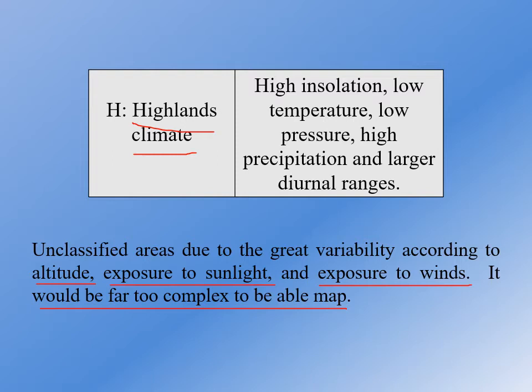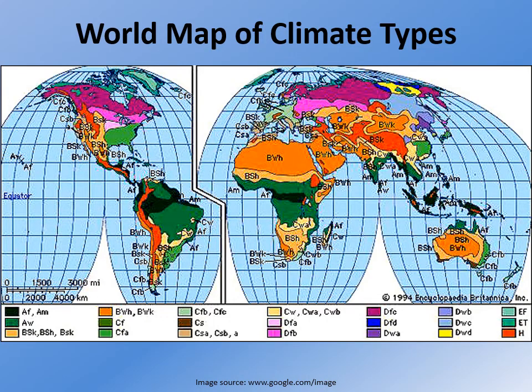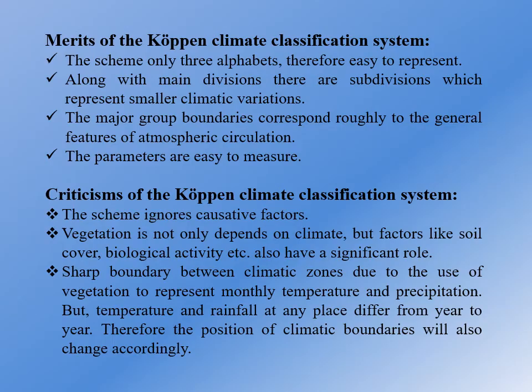So this is the world map of different climatic types according to the Köppen system of climatic classification. Now, the Köppen system of climatic classification, although it is widely used and more or less easy, has some positive sides, that is merits, and some criticism or demerits also.